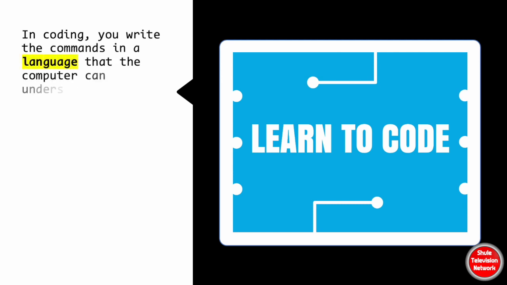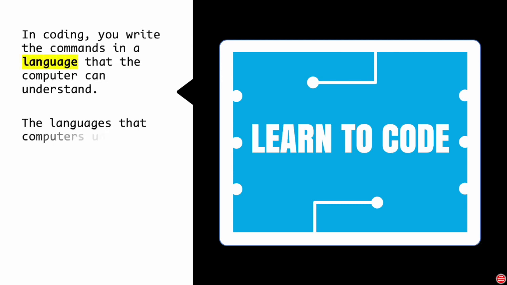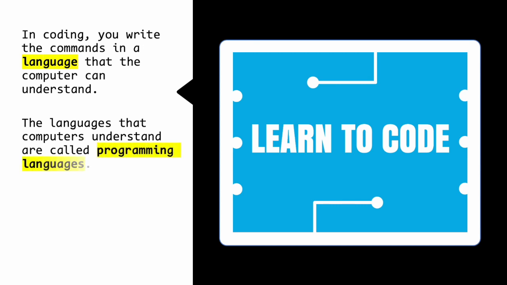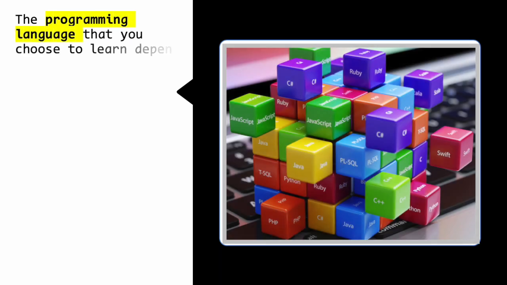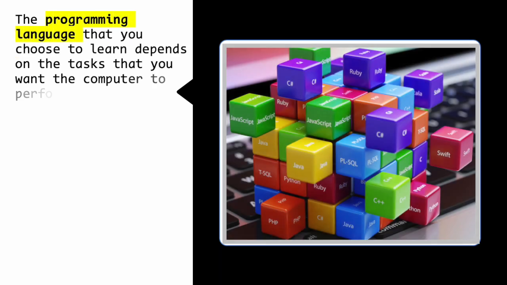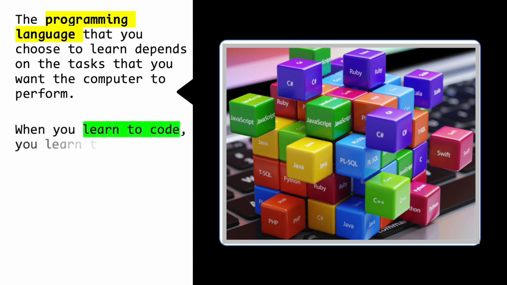In coding, you write the commands in a language that the computer can understand. The languages that computers understand are called programming languages. There are hundreds of different programming languages. The programming language that you choose to learn depends on the tasks that you want the computer to perform.